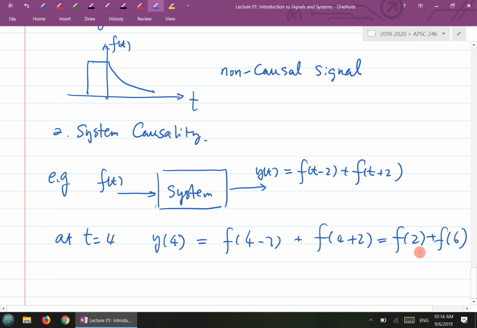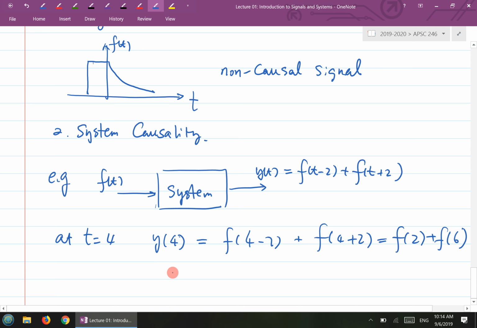Now, can you interpret it? What does f of 2 mean? It's the value of f at t equal to 2. F of 6 is the value of f at 6. And f is the input. So if I say it even more clearly, this is the input at t equal to 2. This is the input at t equal to 6. But I'm looking for the output at t equal to 4.